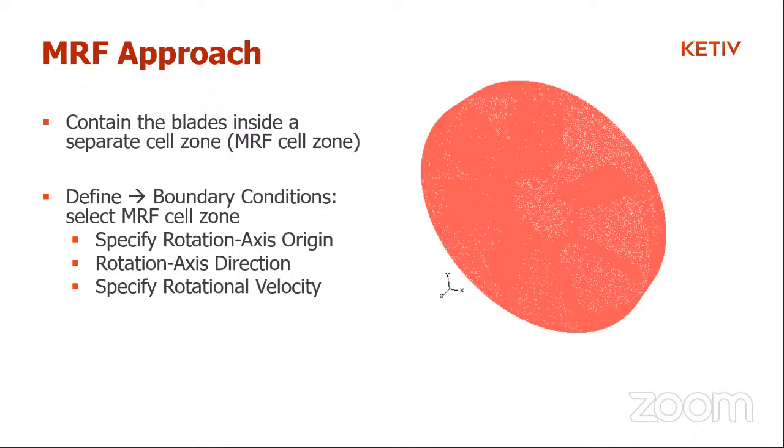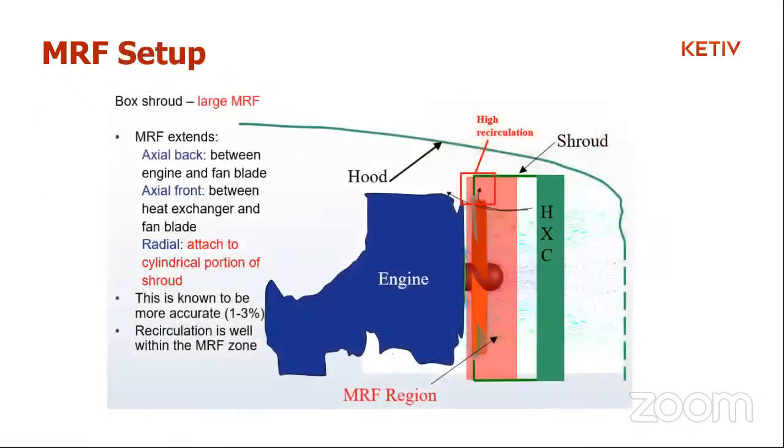It becomes a little bit more complicated when you have other interfering stationary walls as well. And again, there are some limitations on which cases you can use the MRF setup and which cases you can't. For example, in this slide over here, you can see a rough outline of the engine body.